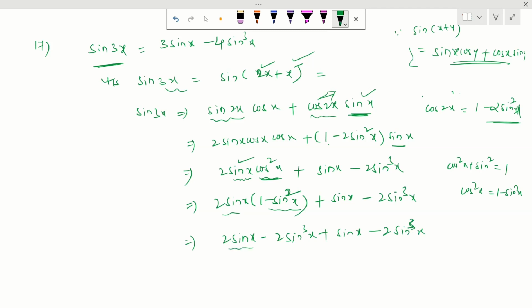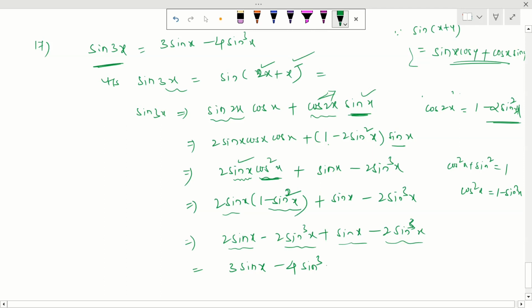Now you simplify these equations. We have 2 sine x and 1 sine x, so it becomes 3 sine x. And minus 2 sine cube x and minus 2 sine cube x, then it becomes minus 4 sine cube x. Okay, then it is proved. This is the RHS. Hence it is proved.